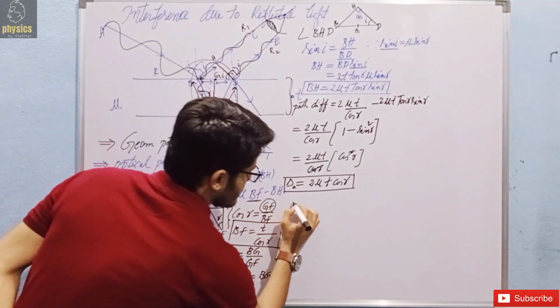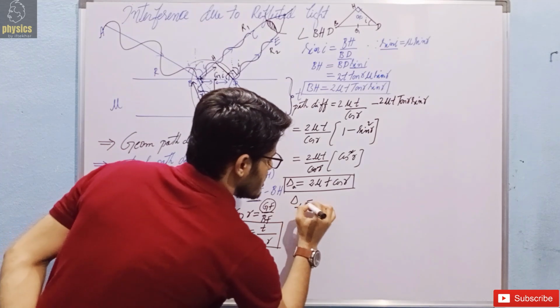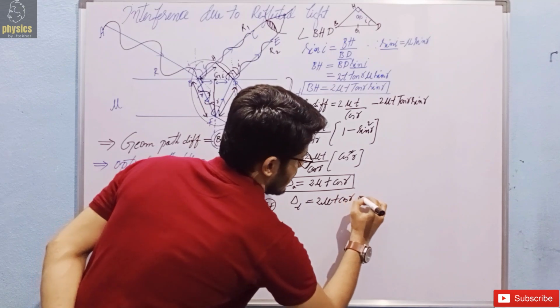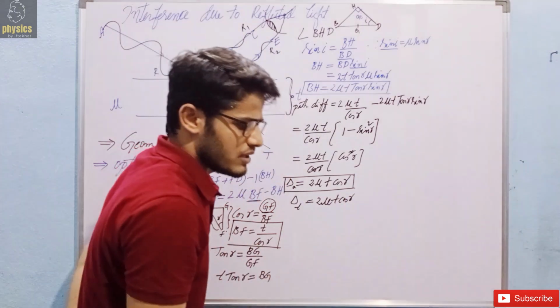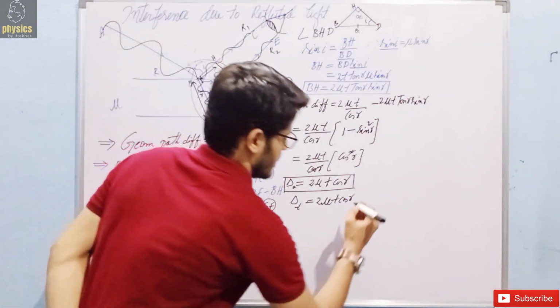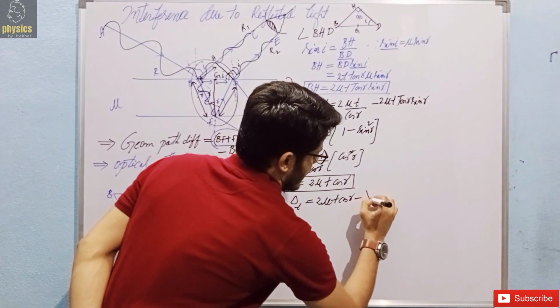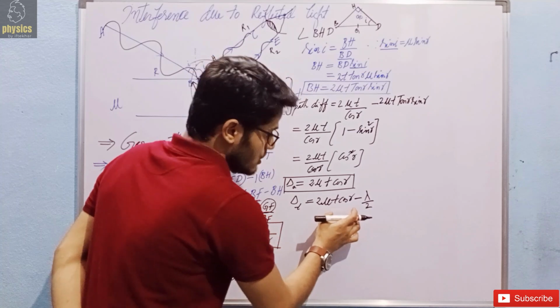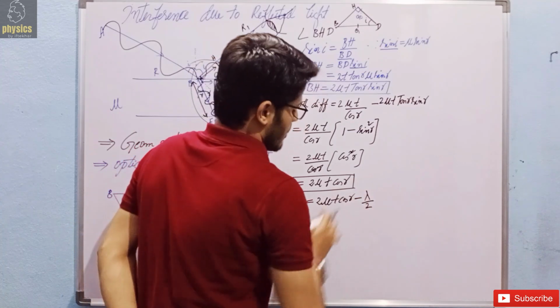So the true path difference is equal to 2 mu t cos r. I can take either plus or minus, it doesn't matter. Here I am taking minus lambda by 2. Here I am talking about path difference, so that's why I'll take lambda by 2.